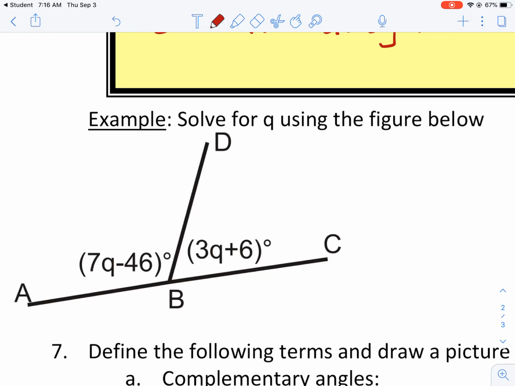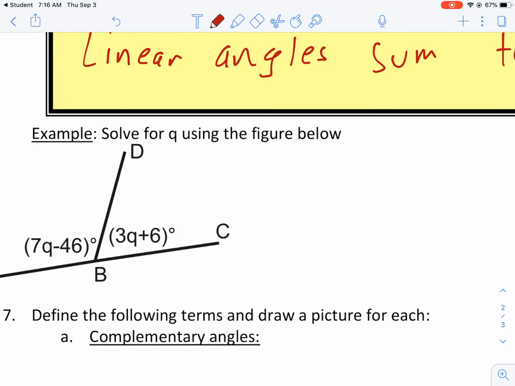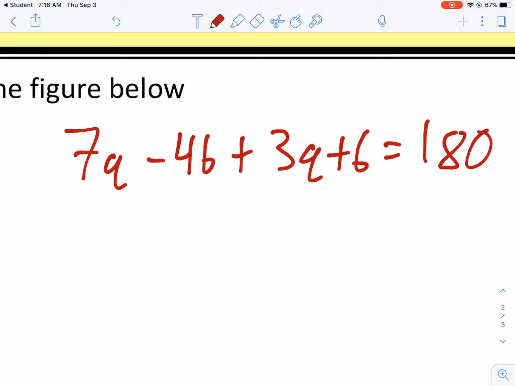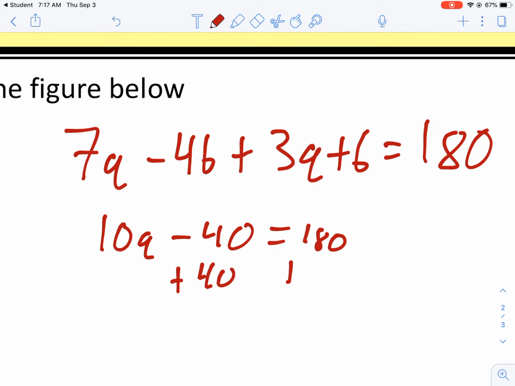Solve for Q. We have two angles right here. Those two angles make a straight line, so we automatically know, you need to be thinking of this all the time, those add up to 180. So what we're gonna do, we're going to add 7Q minus 46 plus 3Q plus 6 equals 180. So 7Q plus 3Q, that's 10Q, minus 40 equals 180. Add 40 to both sides.